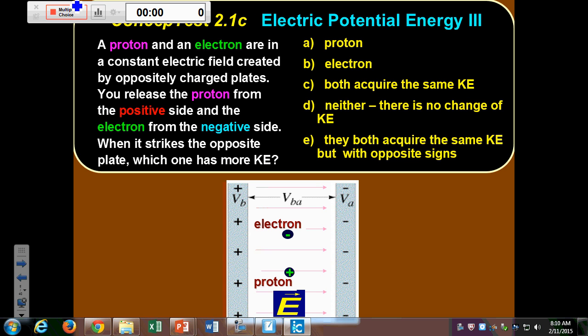Okay, same scenario. Which, when it strikes the opposite plate, will have more kinetic energy? They're in an electric field between these two plates. Which has more kinetic energy? They're both released from the same point. Or rather, they both cover the same distance. Which has more kinetic energy? They're sort of all over the board. Ask your neighbor what they put. See if it's the same as you.